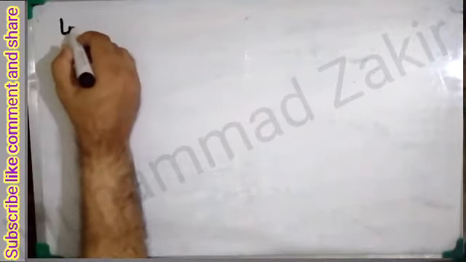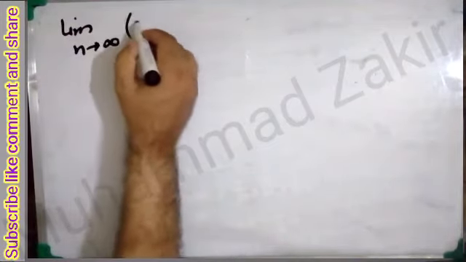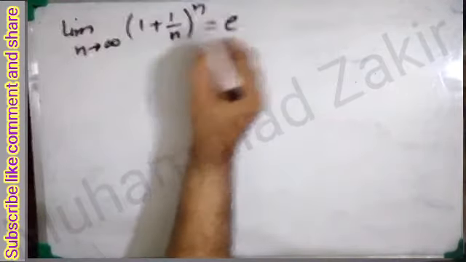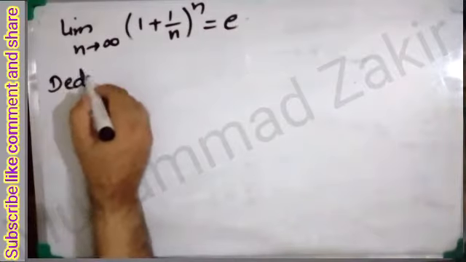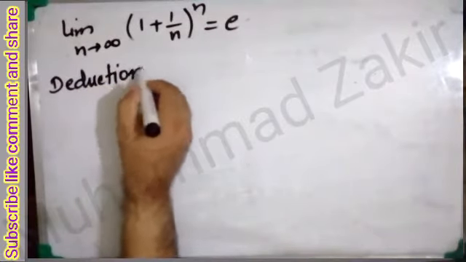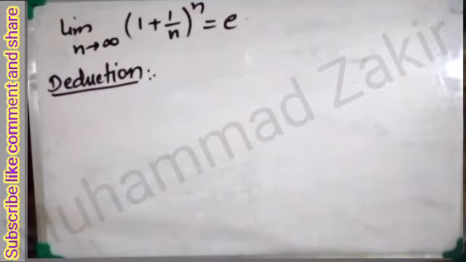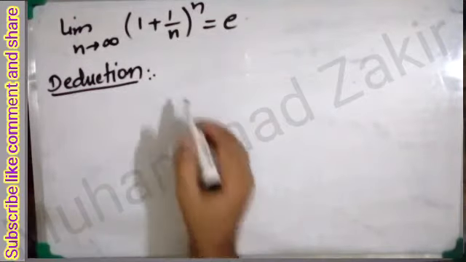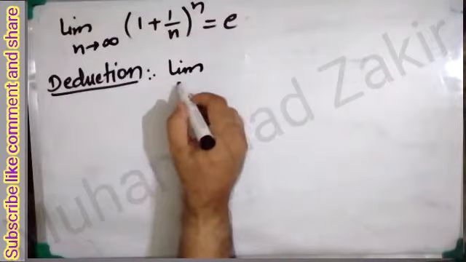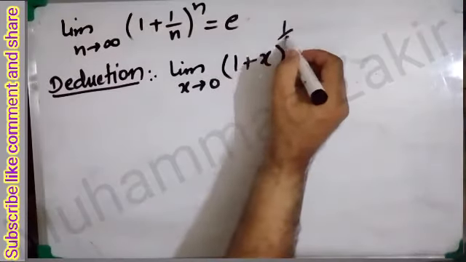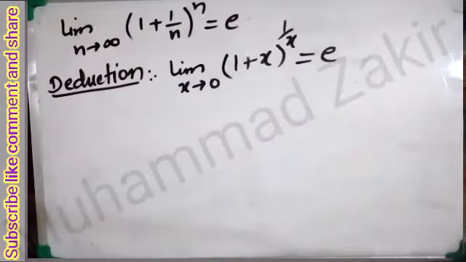This was the result: limit n approaches infinity, (1 plus 1 by n) raised to power n, the answer is e. It's the deduction now. A result deduced from it is limit x approaches 0, (1 plus x) raised to power 1 by x is e.